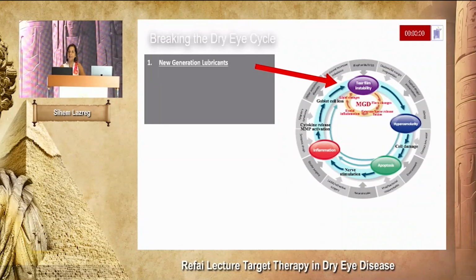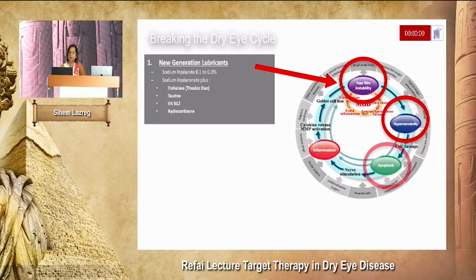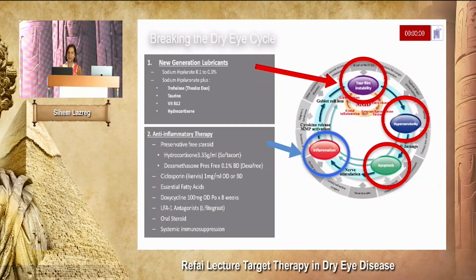Don't forget it. And back to the vicious circle, we have a new generation of eye drops of lubricants. We have lubricants with hyaluronate sodium, with the trehalose for the hyperosmolarity, the taurine, it's a hypoosmolar, vitamin B12 for the healing, and the hydrocortisone for the para-inflammation. And all these drops are now available in the market. I don't give the names, but they are available. And if you see your vicious circle, you can choose the proper lubricant, not only the last lubricant that you saw in the meeting, for example.